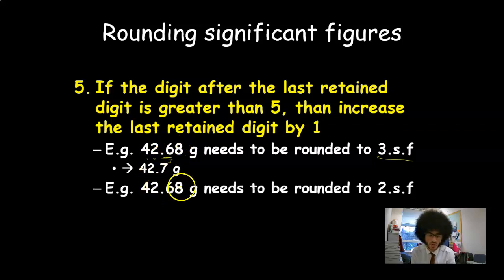However, if I've got to round it to 2 significant figures, again I count 1, 2, and I look for the next number here. Now this is 0.6, and that's bigger than 5, so now I have to round this up to 43.